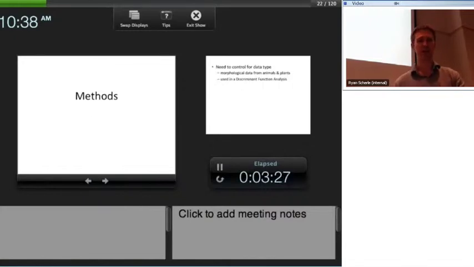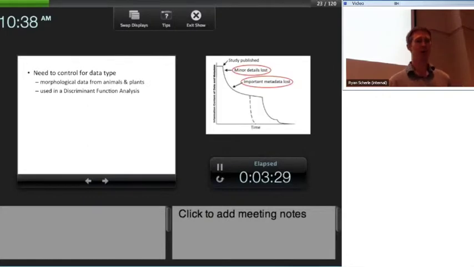So for this study, we wanted first to be sure to control for data type. So we wanted to ask for data sets across a number of papers with a range of ages. So the very old papers and very new papers, and we needed to be asking for the same data type across all years.